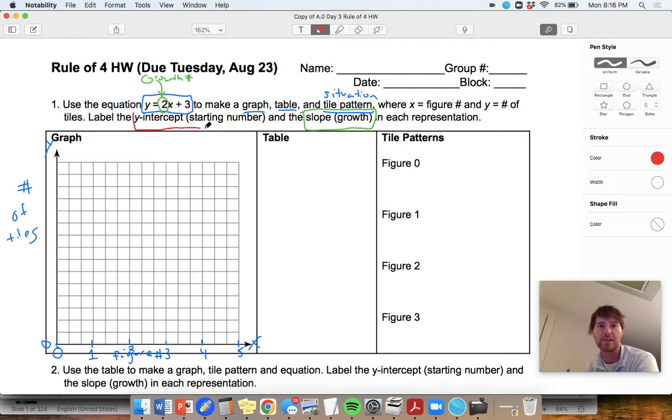Label the y-intercept, the starting number in each representation. So there's my growth number in my equation. Here, this is my other number, the one not next to x. That's going to be my y-intercept.